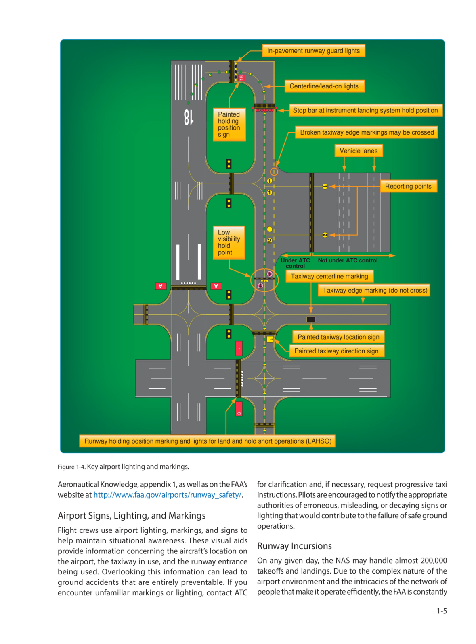Airport signs, lighting, and markings. Flight crews use airport lighting, markings, and signs to help maintain situational awareness. These visual aids provide information concerning the aircraft's location on the airport, the taxiway in use, and the runway entrance being used. Overlooking this information can lead to ground accidents that are entirely preventable. If you encounter unfamiliar markings or lighting, contact ATC for clarification and, if necessary, request progressive taxi instructions.